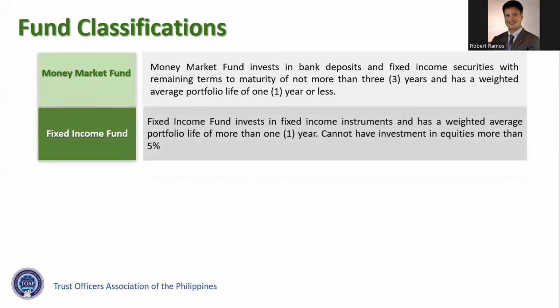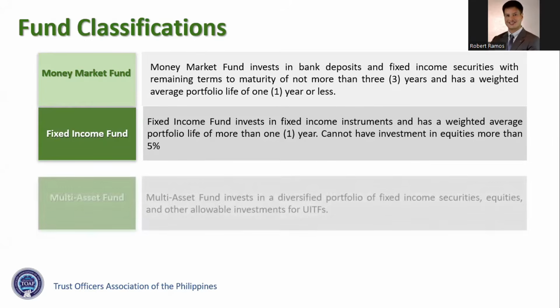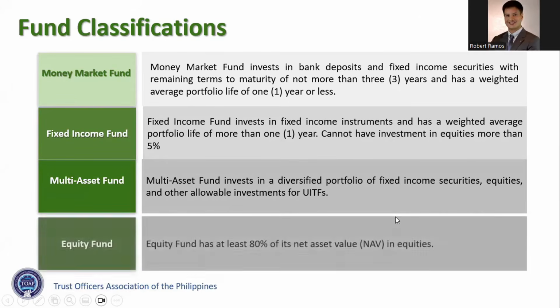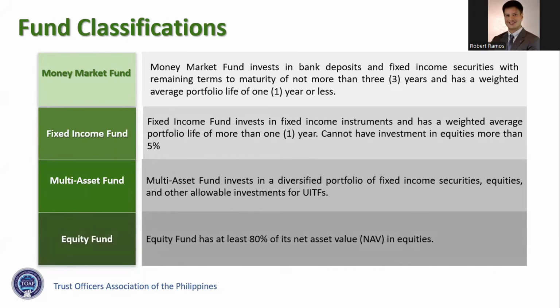For fixed income funds, on the other hand, they have a weighted average portfolio life of more than 1 year, and they cannot have investment in equities more than 5%. These are fixed income funds. Plainly because your mandate is fixed income, you cannot invest in equities more than 5%. For multi-asset funds, they have a diversified portfolio of fixed income securities, equities, and other allowable investments for UITFs. And for equity funds, these funds have at least 80% of their net asset value invested in equities.